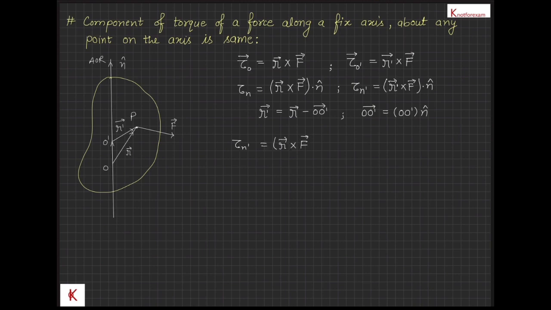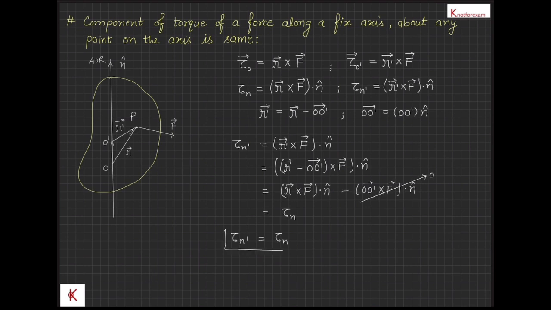Now the component of torque about o dash along the axis will be equal to r dash vector cross f vector dot n cap, that will be equal to r vector minus o dash vector cross f vector dot n cap, and that will be equal to r vector cross f vector dot n cap since the other term will be 0. Therefore tau n dash will be equal to tau n, which verifies that the component of torque about any point on the axis is the same. Let's see the usefulness of this result.